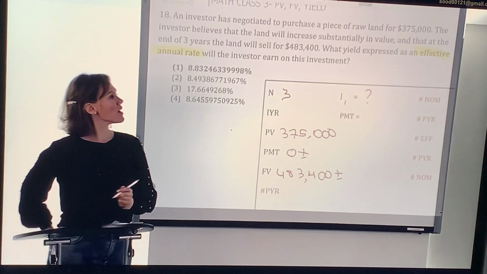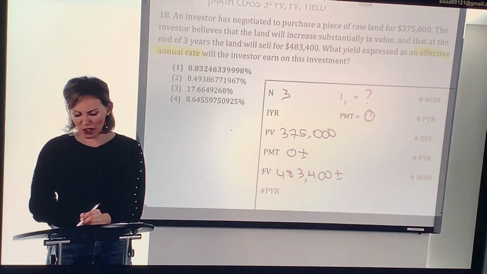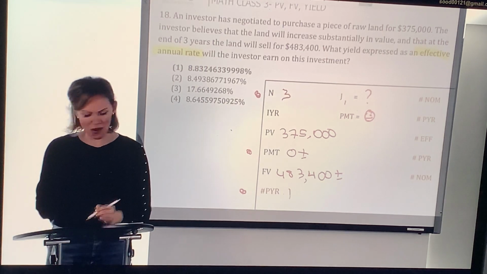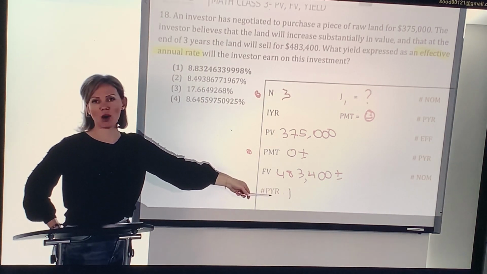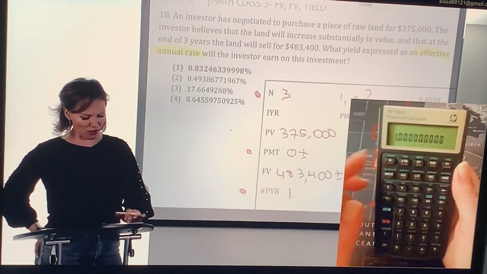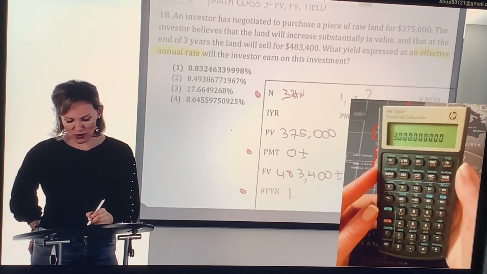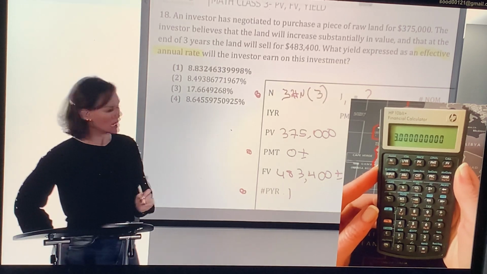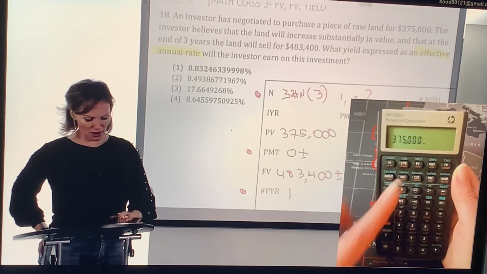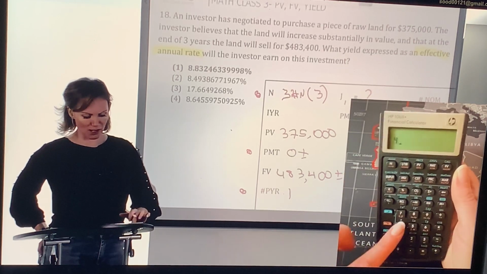They want J1. So if there are no payments, we are happy, but make sure that your N and your PYR are in the same frequency. So if they want J1 and N is given to us as 3 years, you definitely can put that 1 as is. Nice and simple. So start with PYR. Put 1 shift PYR. Then you're going to do 3 shift N, okay? I want you to get used to the shift N all the time. If it's in years, it will come up as 3, not changing. 375,000 PV. 0 plus minus payment, 483,400 plus minus future value.